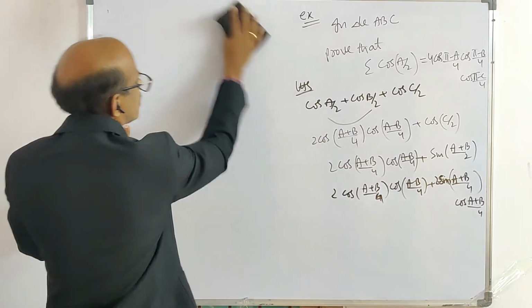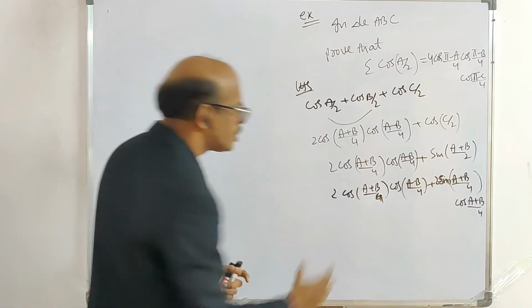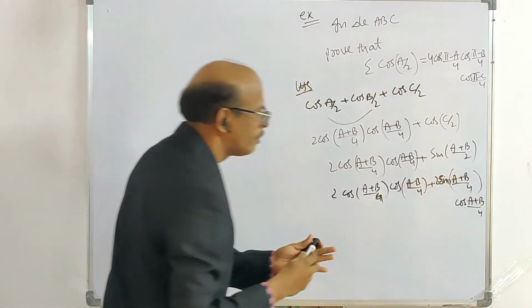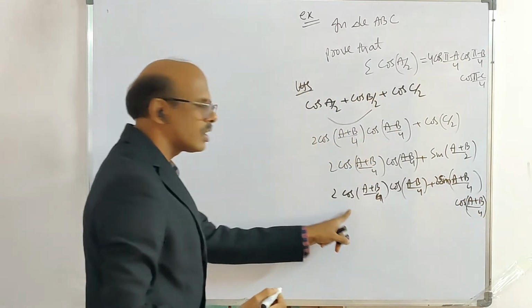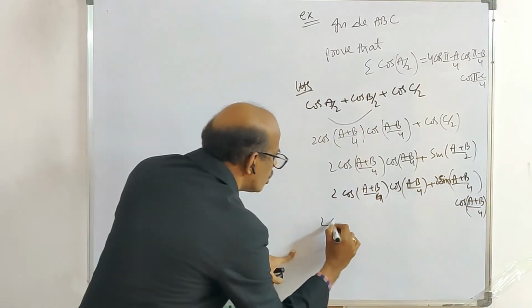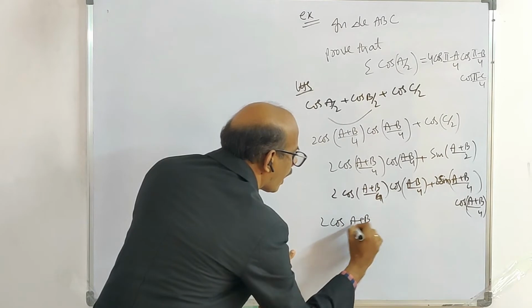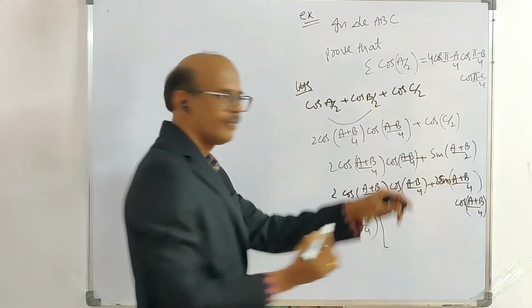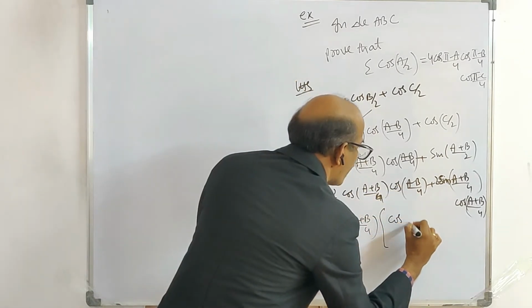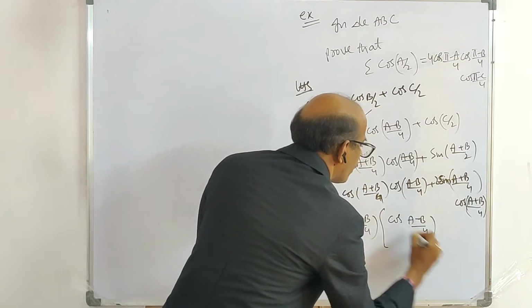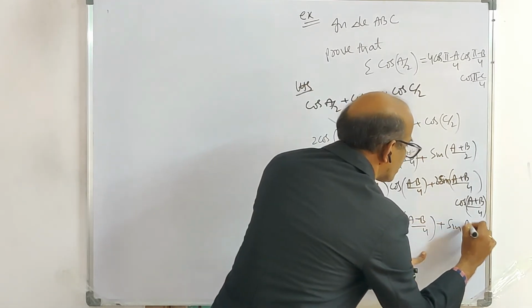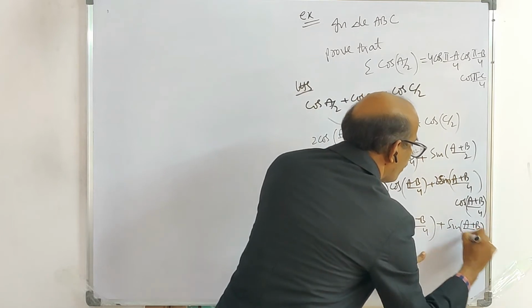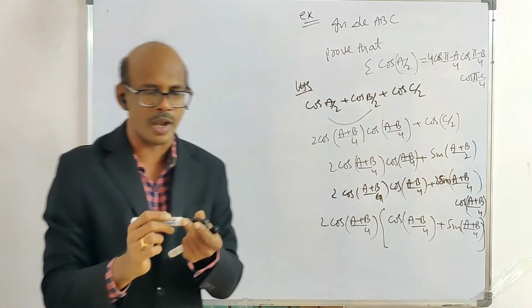Okay, next step. Here, if you observe the first term and the second term, cos of (a plus b)/4 and cos of (a plus b)/4, 2 is common. So 2 cos of (a plus b)/4 common. So the balance is cos of (a minus b)/4 plus, since it is common, sin of (a plus b)/4. I think you got my point.